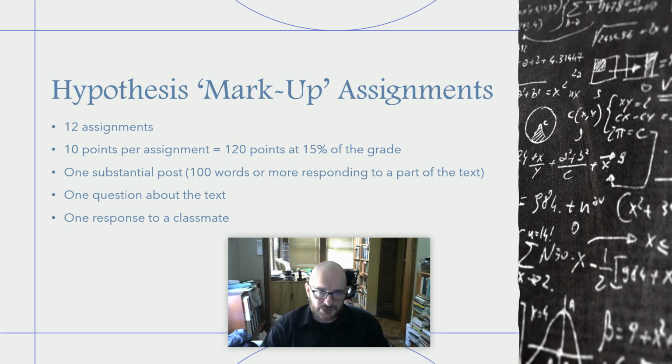So one substantial post responding to a part of the text that you want to talk about, that you find interesting, curious, or confusing, or whatever. Second, one question about the text, so ask a question about some part of what you're reading. And the third thing to do is to respond to a classmate's comment. You'll see what other people are posting, and we're all posting together, and you'll be able to respond to a classmate on their post as well. Those are the 3 things you have to do to get the points in the assignment.